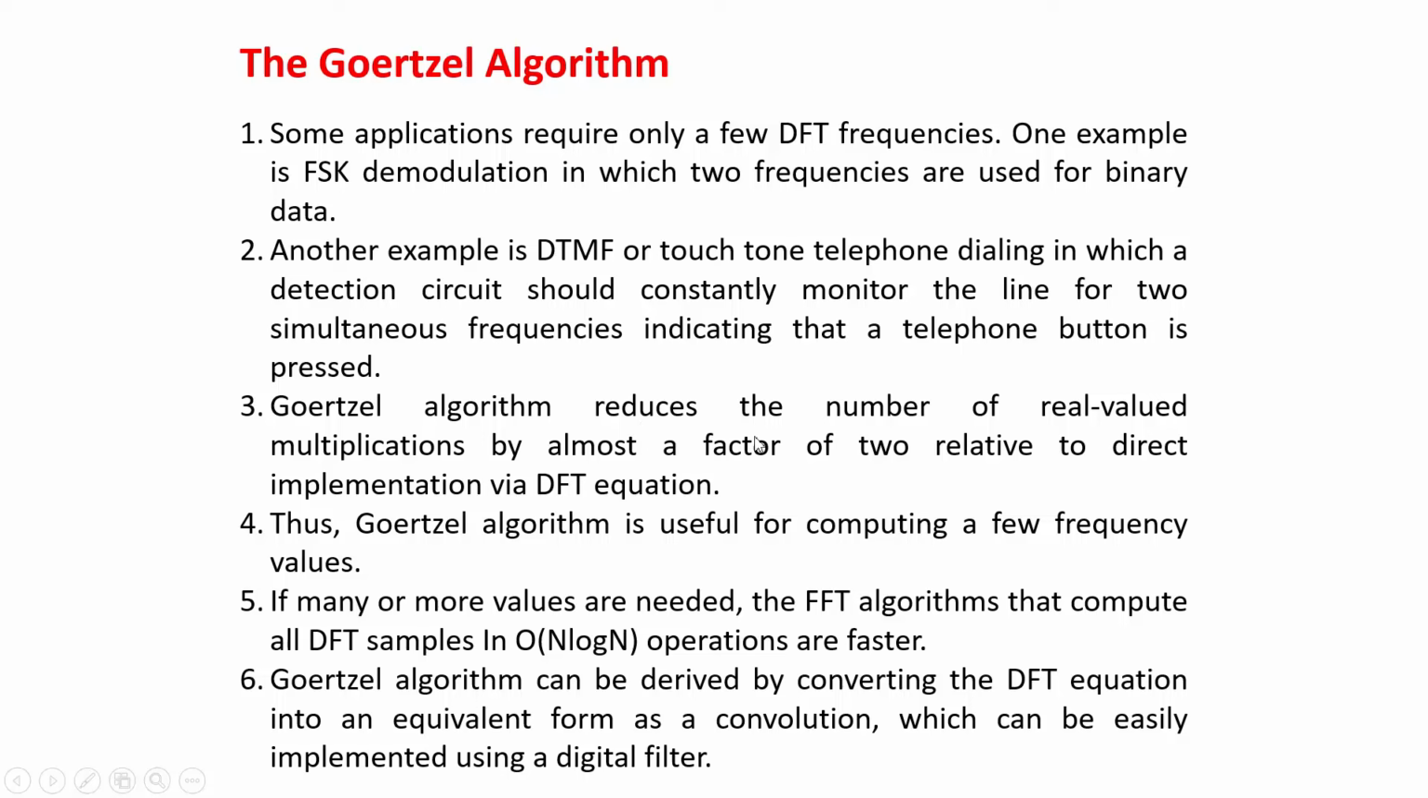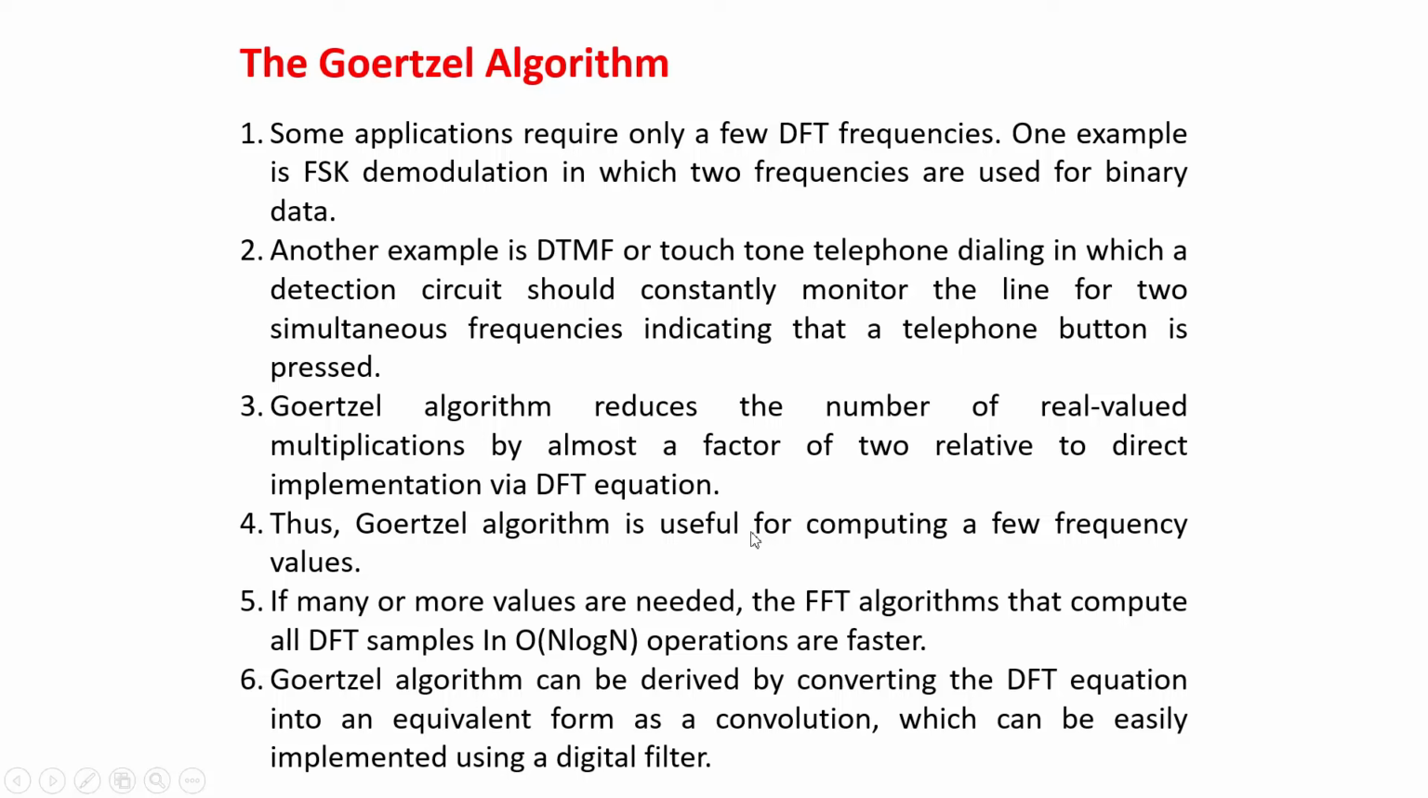Now, the Goertzel algorithm reduces the number of real valued multiplications by almost a factor of 2 relative to the direct implementation by the DFT equation. Thus, the Goertzel algorithm is useful for computing a few frequency values. If many more values are needed, the standard FFT algorithms, which include the decimation in time and the decimation in frequency FFT algorithms, can be used. All right. Now, the Goertzel algorithm can be derived by converting the DFT equation into an equivalent form as a convolution, which can be easily implemented using a digital filter.